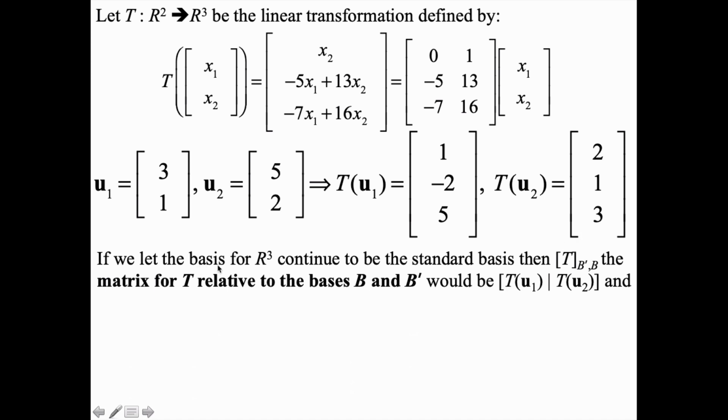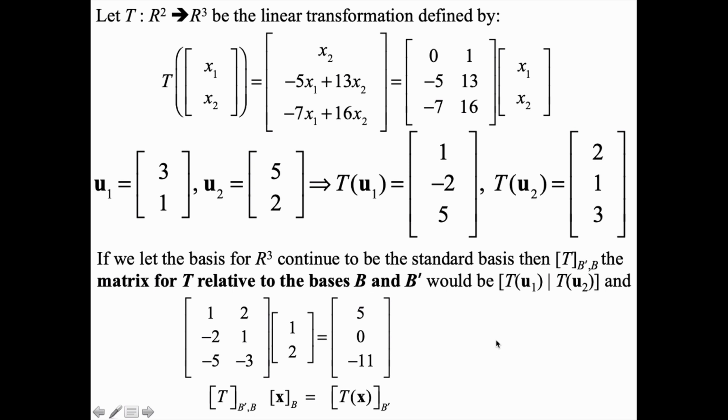If we let the basis for R3 continue to be the standard basis, that is i, j, k or e1, e2, e3, then the matrix for T relative to bases B and B prime would simply be augmenting, or putting together, these two vectors to make a transformation matrix. Let's see how that looks. Let's test it out. Is it really so? Let's take this first column, (1, -2, 5). We'll put it in the first column of the transformation matrix. Let's take this second column vector, (2, 1, -3), and put that as the second column of our transformation matrix from B to B prime.